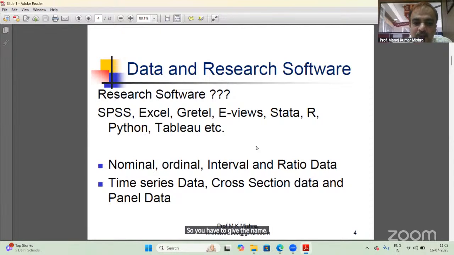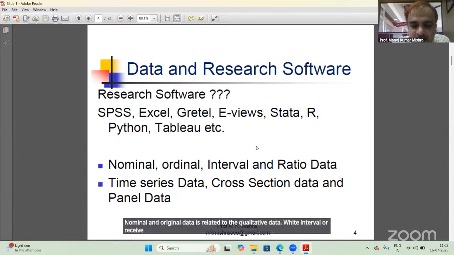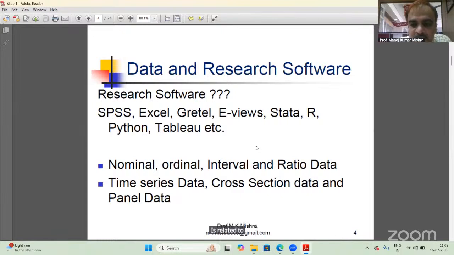Nominal and ordinal data are related to qualitative data, while interval or ratio data is related to quantitative data. In the nominal data, we give the name.